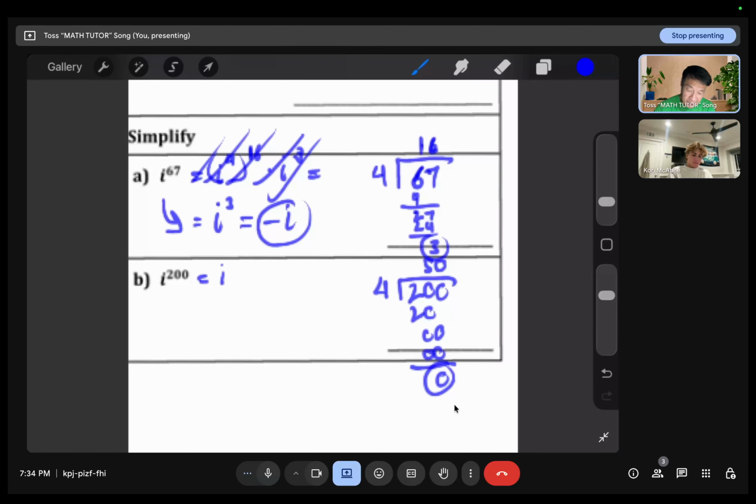What can I do with that? Can I continue? If it's continuable, then you have to do it. So the remainder is 0. Anything to 0, the answer is 1. See that? Anything to 0 is 1.